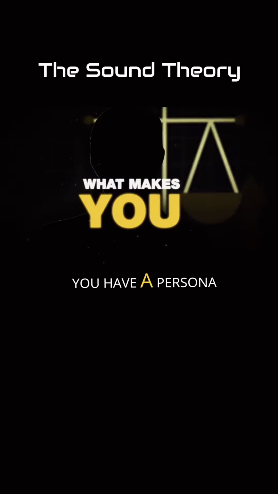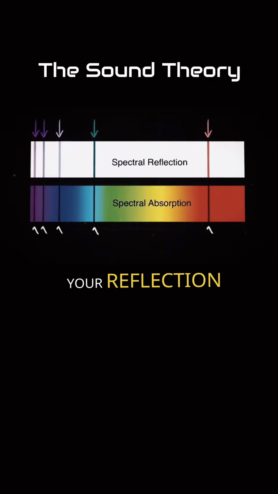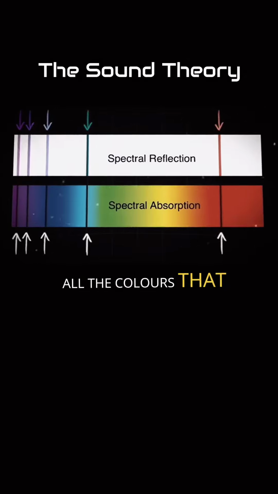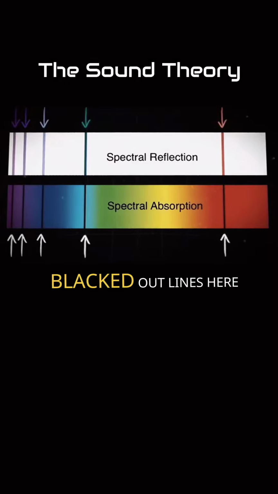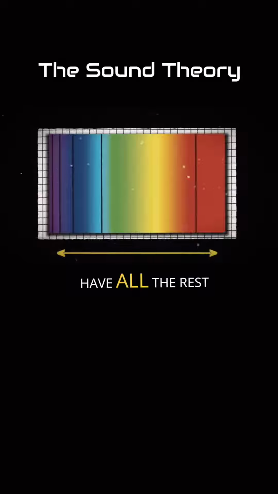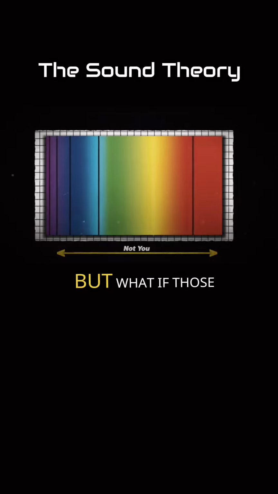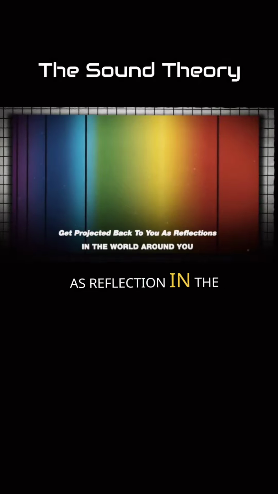You have a persona, which would be these colors right here, your reflection, and then you have a shadow, the exact opposite. So all the colors that are used for the reflection are not part of the absorption. That's why you have blacked out lines here. So that means you have all the rest of the colors in the light spectrum that are not you. But what if those colors simply get projected back to you as reflection in the world around you?